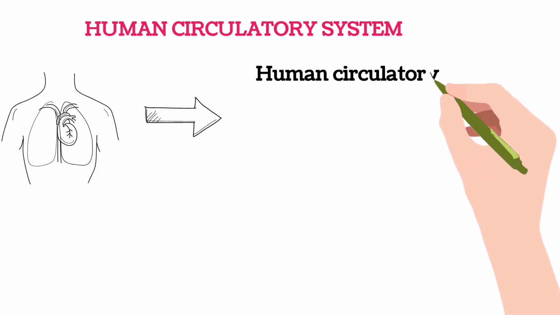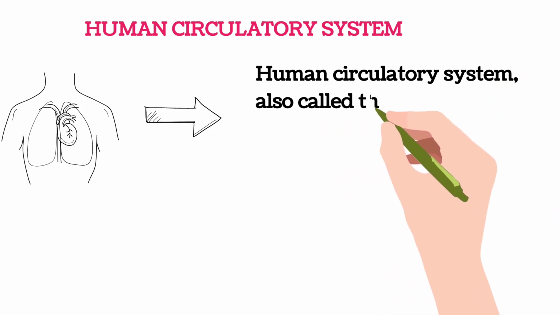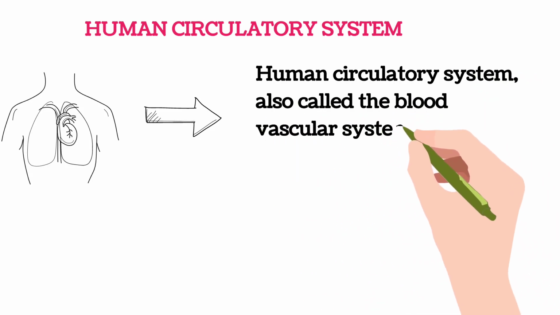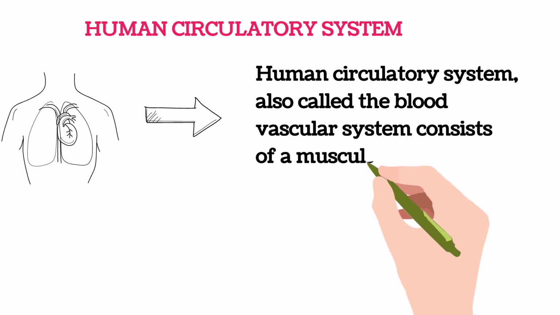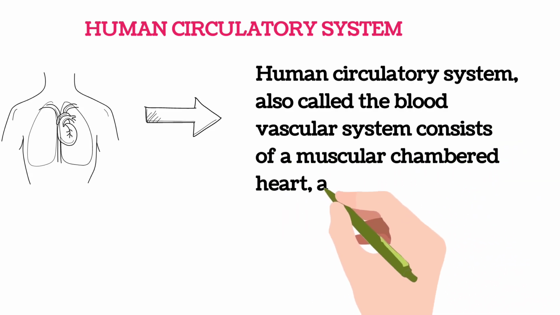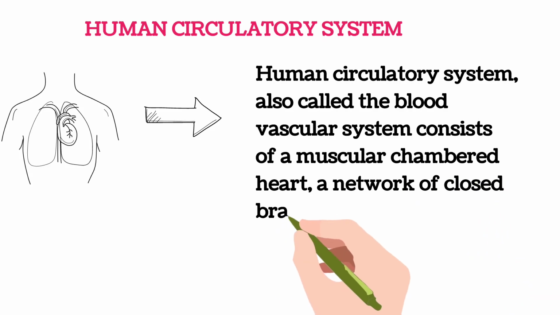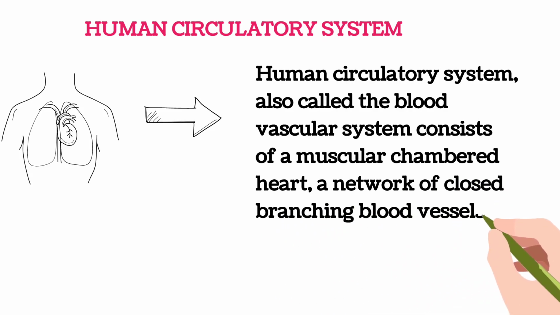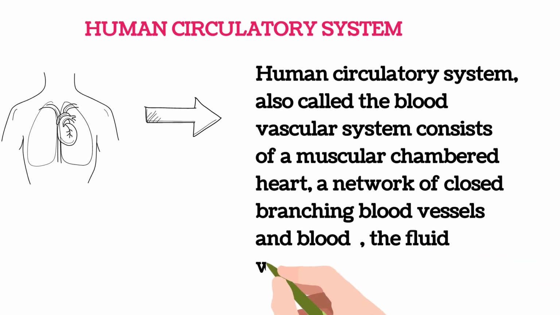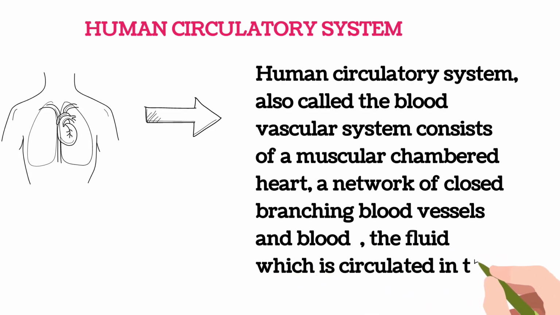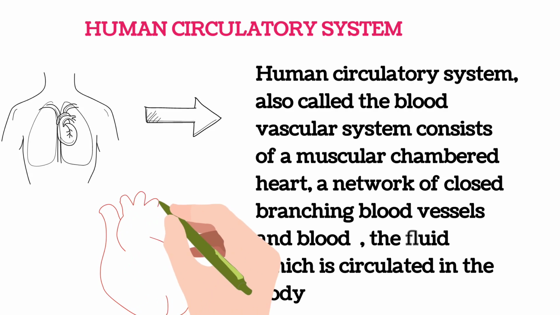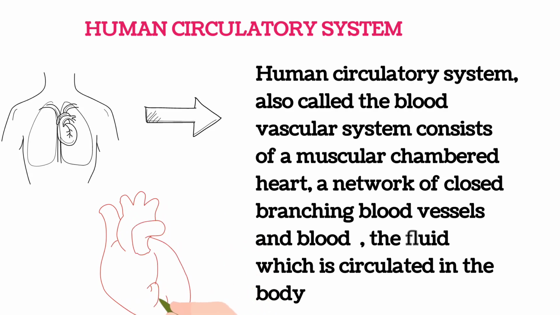The human circulatory system is also called the blood vascular system. It consists of a muscular chambered heart, a network of closed branching blood vessels, and the blood, the fluid which is circulated in the body. So in the human circulatory system, we have a muscular chambered heart, a network of closed branching blood vessels, that is the arteries and the veins, and the blood. The blood is a fluid which is circulated in the body.